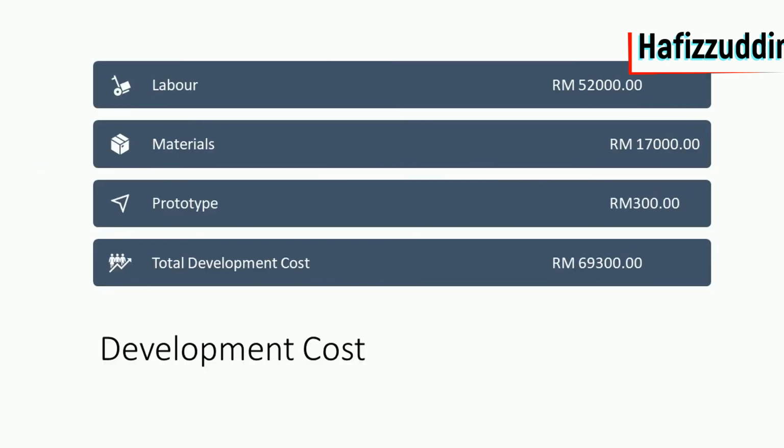Here's the estimated development cost for the product. The labor cost for the duration of the development is around 52,000 ringgit. The materials, 17,000 ringgit. The prototype itself, around 300 ringgit, which would make the total development cost 69,300 ringgit.